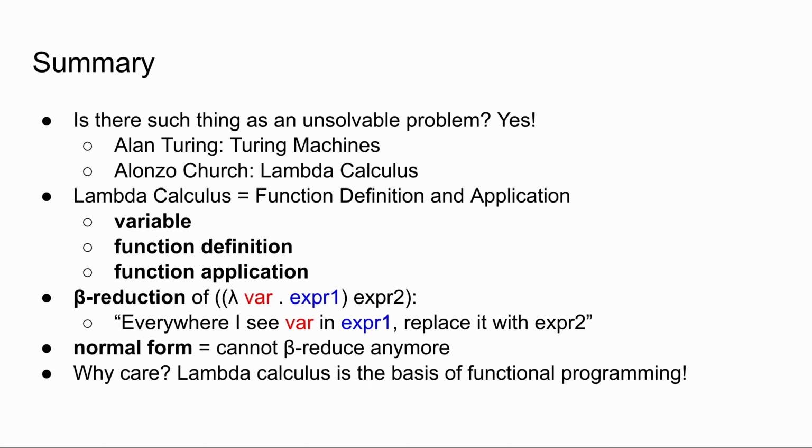Let's summarize what we've learned today. We learned that Alan Turing and Alonzo Church both showed that there is such thing as an unsolvable problem. Turing showed this using Turing Machines, and Church showed this using lambda calculus. We learned that the core of lambda calculus is function definition and application. The three types of lambda expressions are variable, function definition, and application. We also learned how to beta reduce, with the main idea being, everywhere I see var in expression 1, replace it with expression 2. We learned that an expression is in normal form when we cannot beta reduce it anymore. Lastly, we learned that lambda calculus is the basis of many functional programming languages.